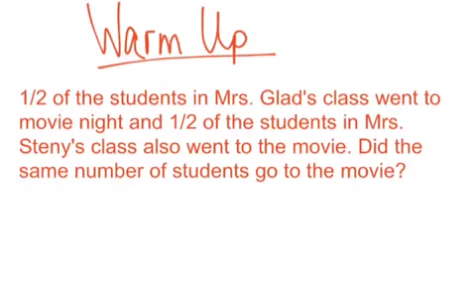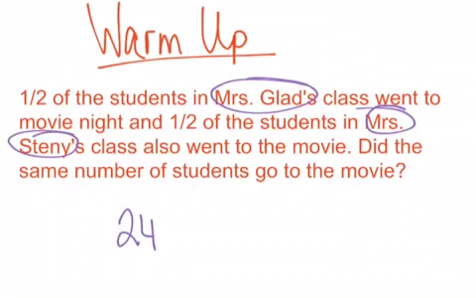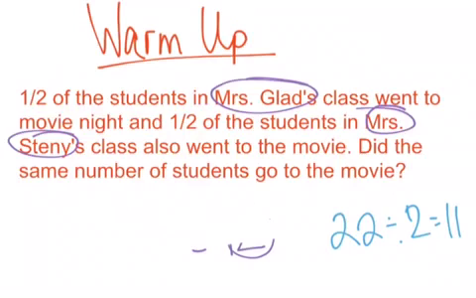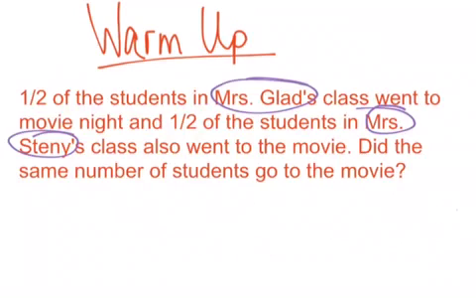If you were solving a problem like this, the first thing you have to think of is we don't know how many students are in Mrs. Glad's class, and we don't know how many students are in Mrs. Stenny's class. If I have 24 students in my class and Miss Stenny has 22 students, half of 24 is going to be 12, and half of 22 is going to be 11, which means I'm actually going to send more students than she is. The problem doesn't give us enough information to solve, so when answering this question, you would have to say we need to know how many the whole amount is before we can determine what half of the students would be.